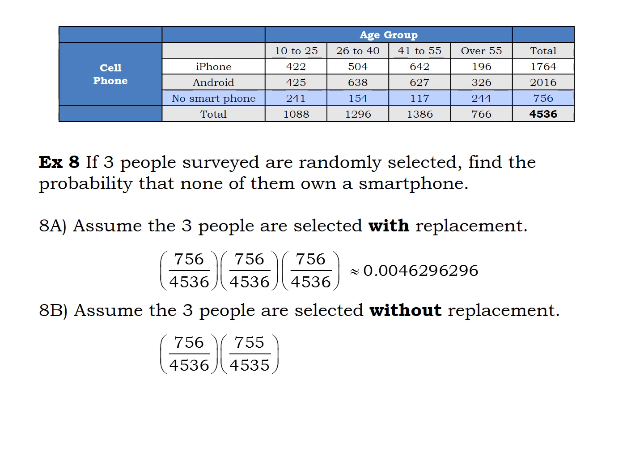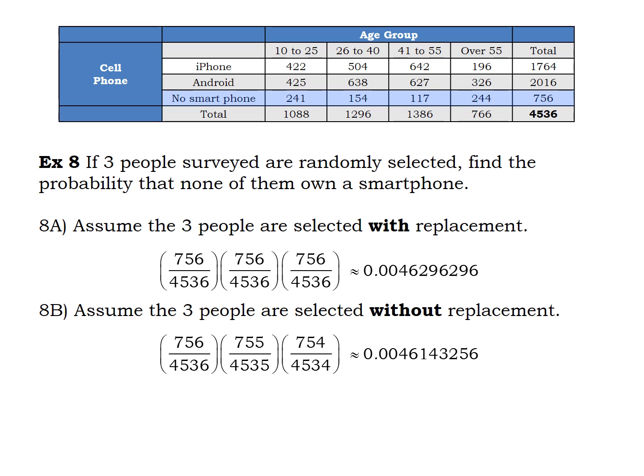So as we move to the third person, there are now 4,534 to choose from because we've already thrown 2 out and not put them back. And since we're only interested in the chances of the third one not owning a smartphone, given the first 2 did not own a smartphone, there are 754 people in the pool who do not own smartphones. So you notice how the second and the third fractions changed here without replacement because the events are dependent. What happened on the first one and the second one do change the probabilities on the third and the fourth and so on, right? When we do this without replacement, because once you take something out and you keep it out, the pool has changed.